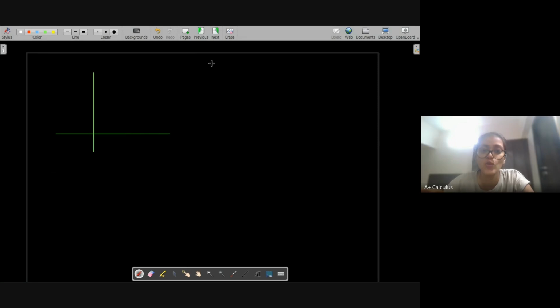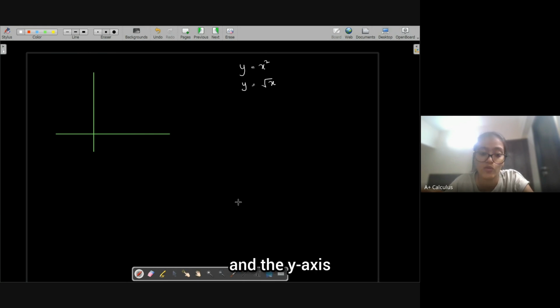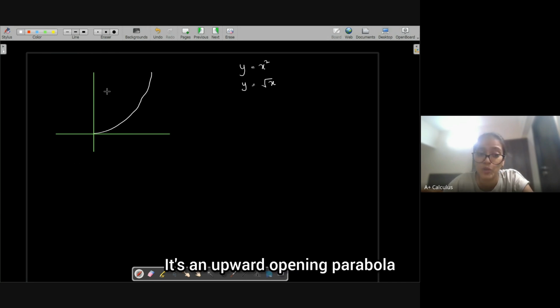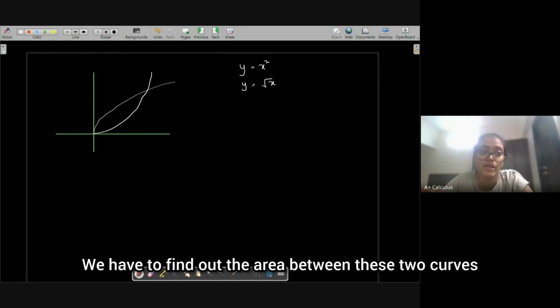So let's say you have two functions, y is equal to x square and y is equal to square root of x. And they're bounded by the x-axis and the y-axis. Okay, so y equals x square, the graph is like this. It's an upward opening parabola, and y equals square root of x is this. We have to find out the area between these two curves.